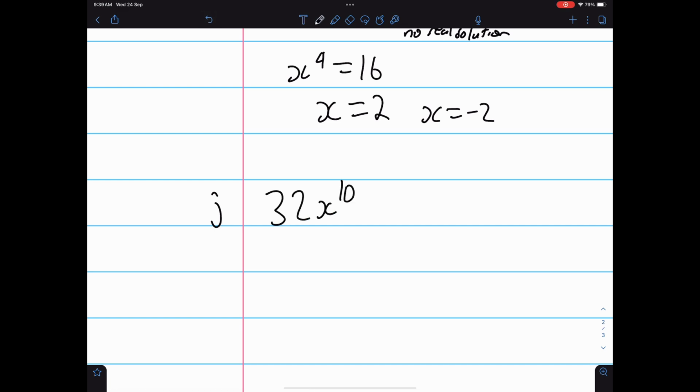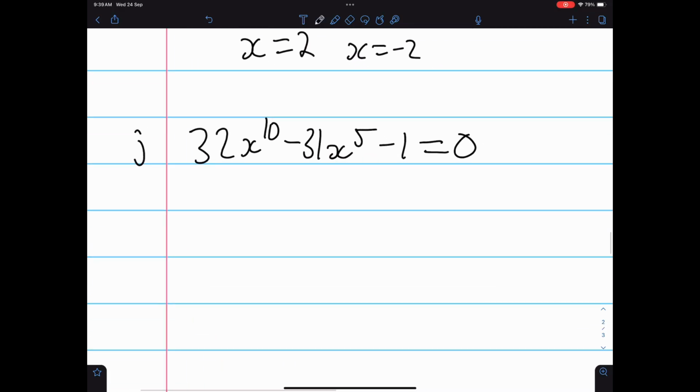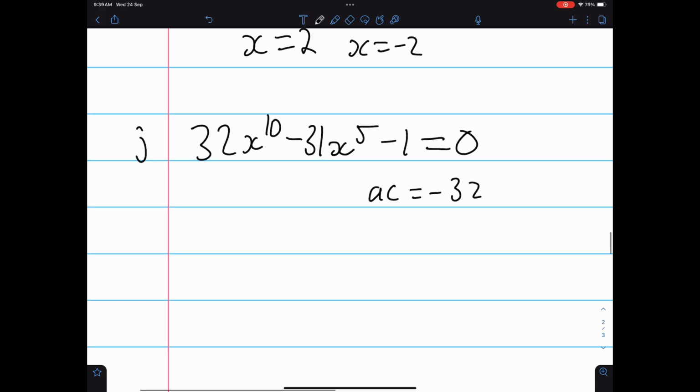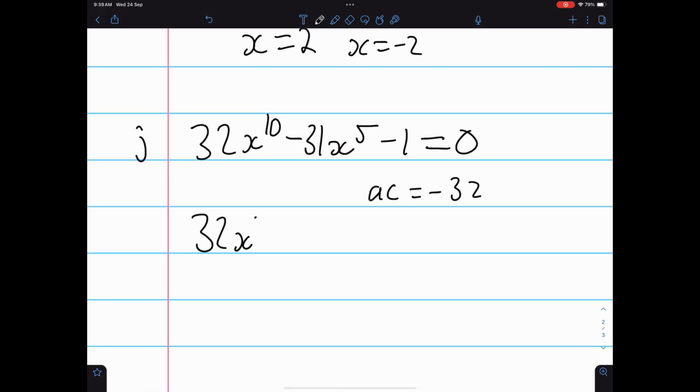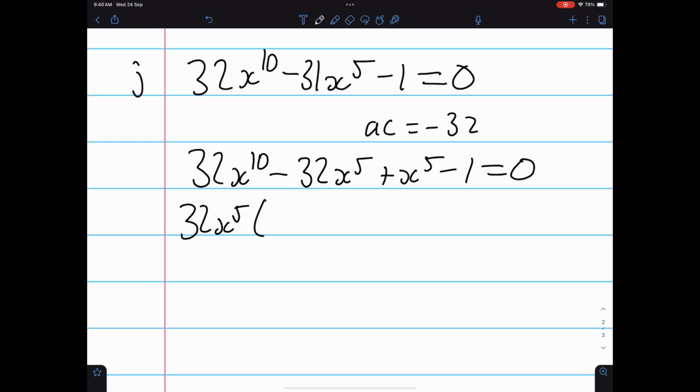32x to the power of 10 minus 31x to the power of 5 minus 1, sorry, equals 0. Right, so we want something that multiplies to negative 32. And we're getting something like this. Now we factor out.